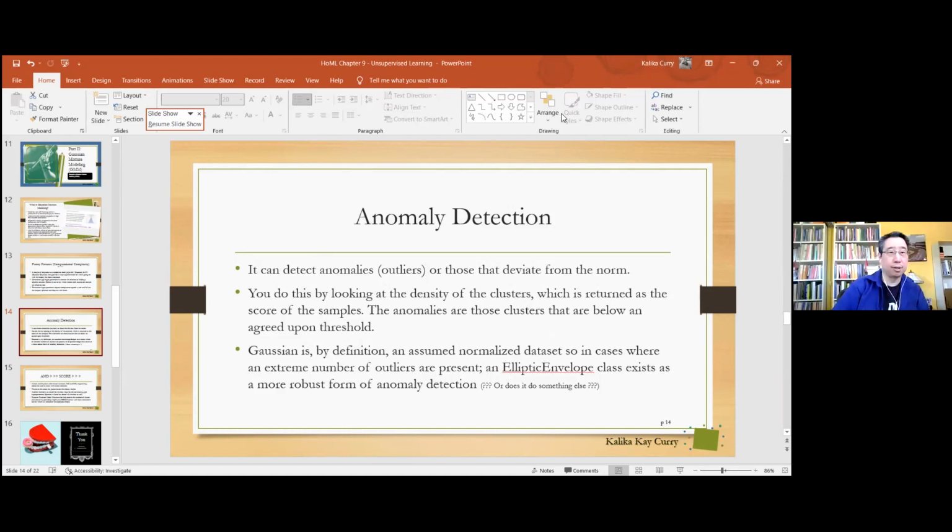I haven't used elliptic envelope. I'm not familiar with it. Ryan, I don't know if you've lost your voice, but can you type anything if you've ever used it? All right. He hasn't either.